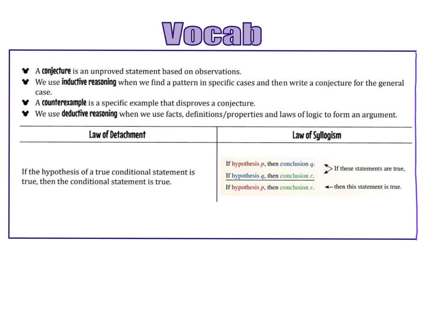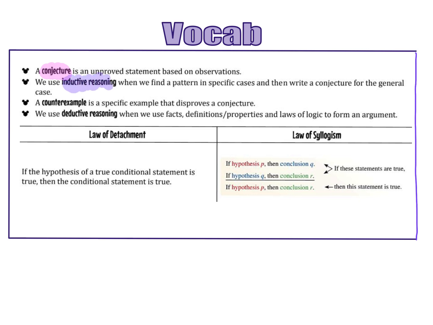As usual, we're going to start with vocabulary. Our first vocabulary word is conjecture. A conjecture is an unproven statement based on observations. This happens a lot in science classes where we run an experiment and we make a conjecture based on that.